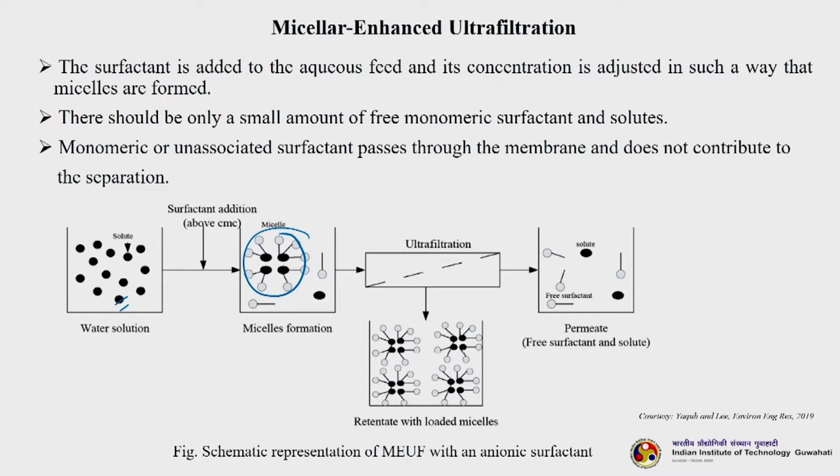Then we go for ultrafiltration. You see that the solute is rejected or retained with the micelles. Now, you can see the micelles are taking the solute inside the core. This is a schematic representation. It can be outside also, or inside also, depending upon what type of micelle it is, what surfactant you are using and what the solute is. Whatever you get in the permeate is a little free surfactant and some solute, of course, which are not bound to the micelles. So, this is how micellar enhanced ultrafiltration happens.